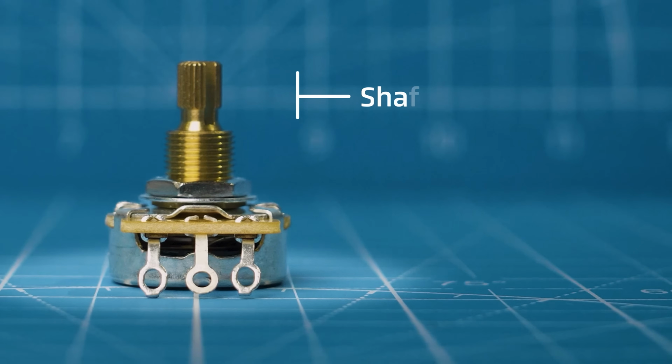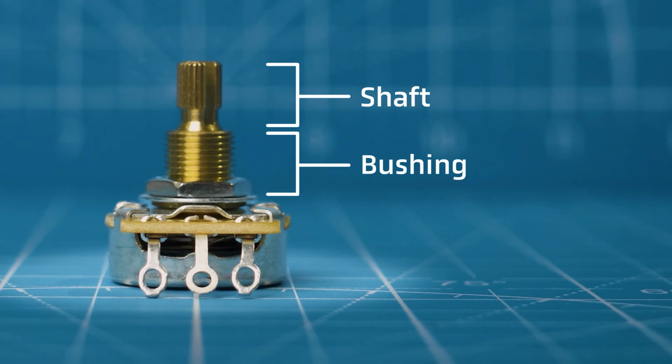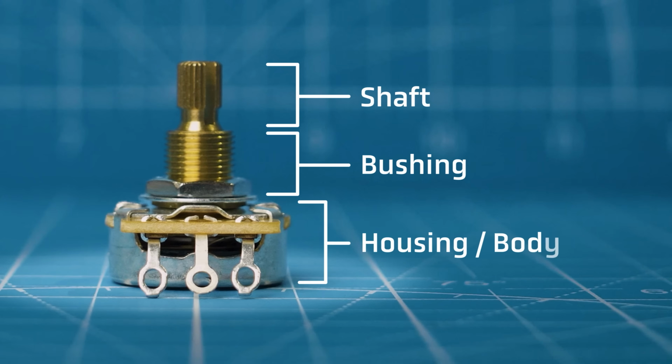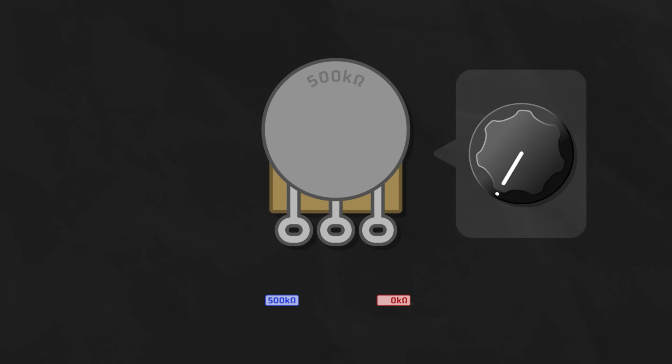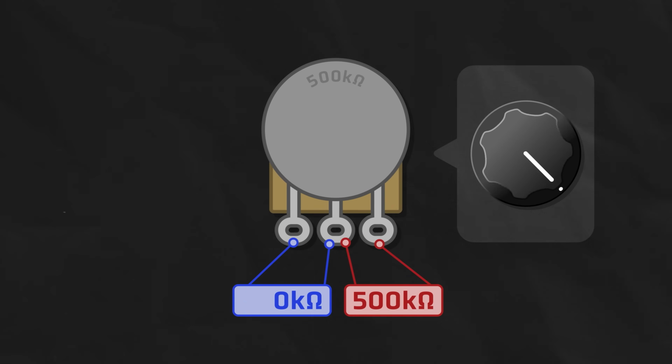At the top, you've got the shaft, which is where the knob goes. Below that, you've got this threaded part called the bushing, and then you have the main housing of the pot below, with these three lugs sticking out. Electronically, potentiometers function as a kind of variable resistor, which means that as you adjust a pot, you're changing the resistance values between these three lugs.